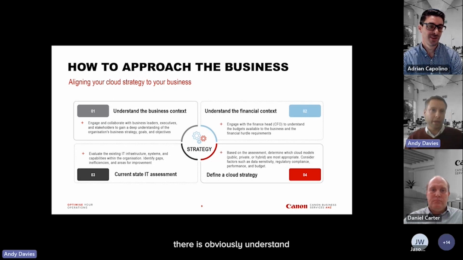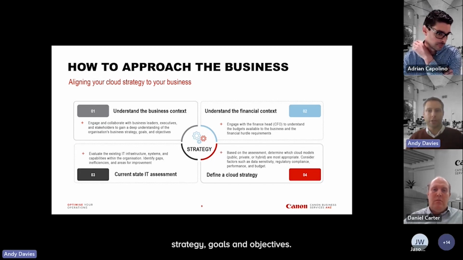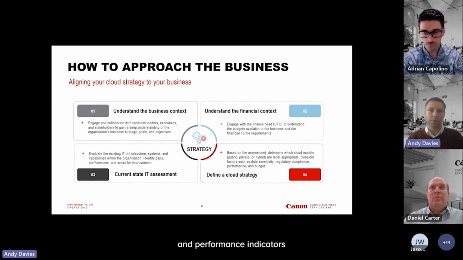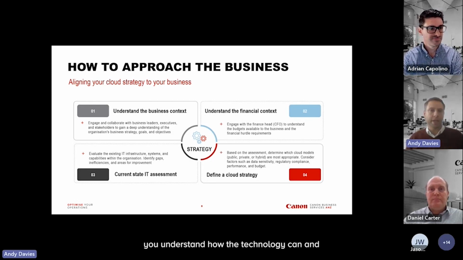So the first one there is obviously understand the business context. So engage and collaborate with business leaders, executives and stakeholders to gain a deep understanding of your organisation's business strategy, goals and objectives. So here you're really trying to identify the key success factors and performance indicators that are important for your business. And this is really going to help you understand how the technology can enable and support these factors.